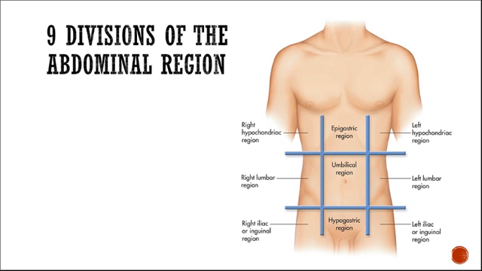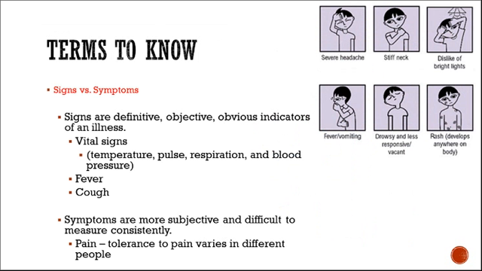There are some terms that we definitely all need to be aware of, and this is just the language of medicine again: signs versus symptoms. Often those can be confused, and people might think they're the same thing, but they're not. So signs are definite, objective, obvious indicators of an illness. Vital signs: your temperature, your pulse, your respirations, your blood pressure, a fever, a cough. Symptoms, these are more subjective and can be difficult to measure consistently. Pain. Different people have different tolerances to pain.